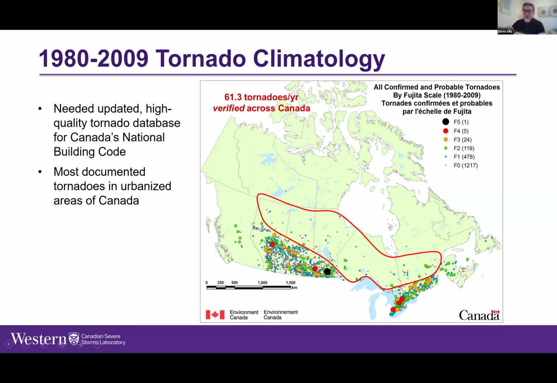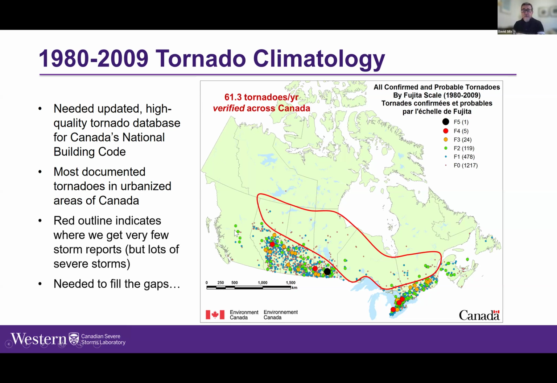So we had an idea of where all the tornadoes had occurred over that 30-year period, but it also matches very closely to a population density map of Canada. And what this red line shows is where we know there are a lot of severe thunderstorms occurring, but we don't have many reports from there. So we knew we were missing a big chunk of tornadoes that were happening in that red area. And there were 61.3 tornadoes per year that were verified across Canada based on these observations. And we needed to know how many occurred across Canada when you included tornadoes in this big gap area outlined in red. So that was the challenge, and how to fill that gap.